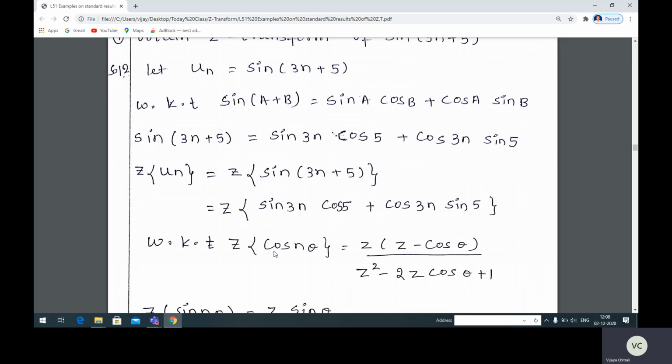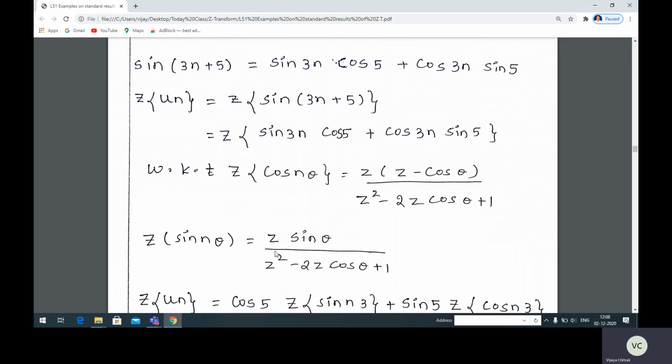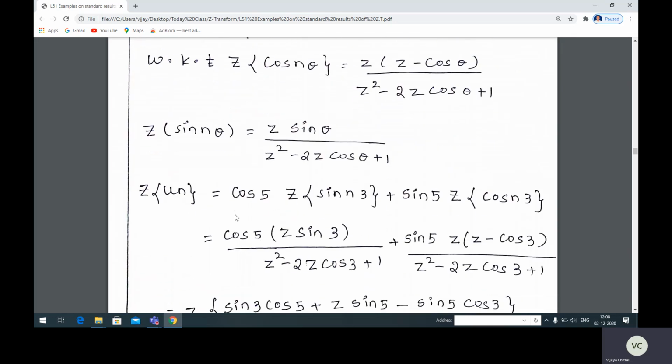Right, we know that z transform of cos n theta is z minus cos theta divided by z square minus 2z cos theta plus 1. And z transform of sine n theta is z sine theta divided by z square minus 2z cos theta plus 1. So in place of theta, 3. So z transform of un is equal to cos phi z transform of sine n 3 plus sine phi z transform of cos n 3. So cos phi as it is, z sine 3 divided by z square minus 2z cos 3 plus 1, plus sine phi z cos 3 divided by z square minus 2z cos 3 plus 1.